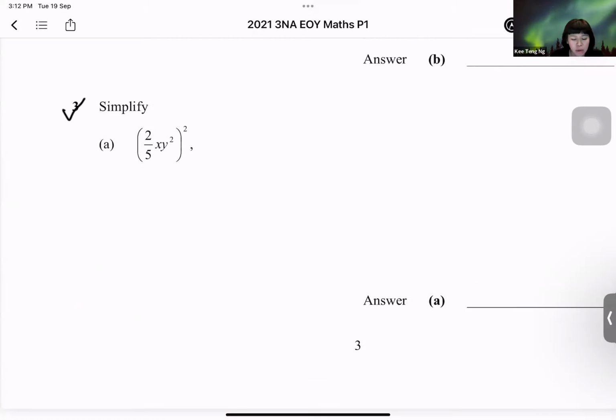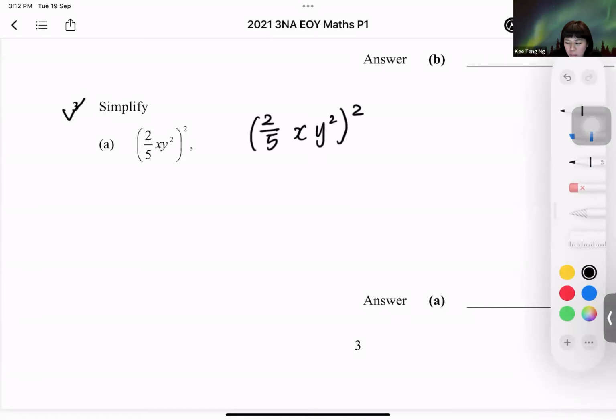For question number 3, we have 2 over 5 xy square, whole thing square. When we have such a factor, this square applies for all the numbers and the powers. So this will be 2 to the power of 2, which is the number 4. And then 5 to the power of 2, 5 squared, which will be the number 25. So you need to square the numbers as well.